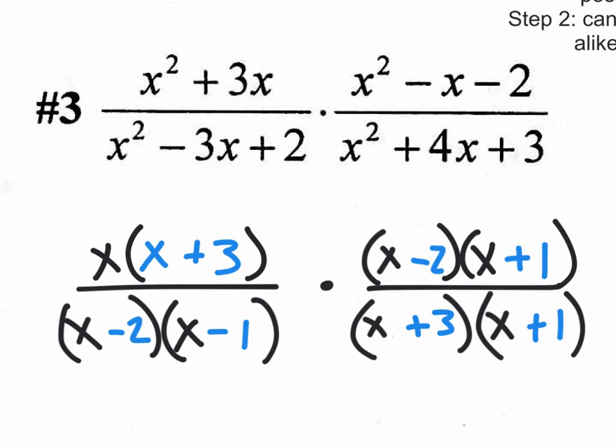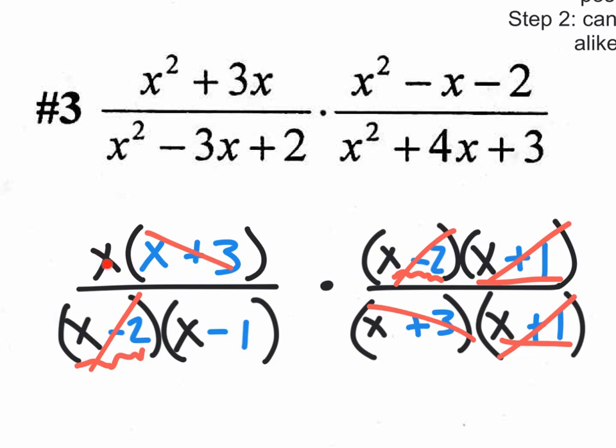So, what could I cancel? The x plus 1 over here. There's an x plus 1 up there and an x plus 1 down here. Absolutely, let's cancel that out. What else? The x minus 2 right here, and there's an x minus 2 down here. That could cancel out. What else? The x plus 3 and the x plus 3. What else? That's it. Yeah, that's it.